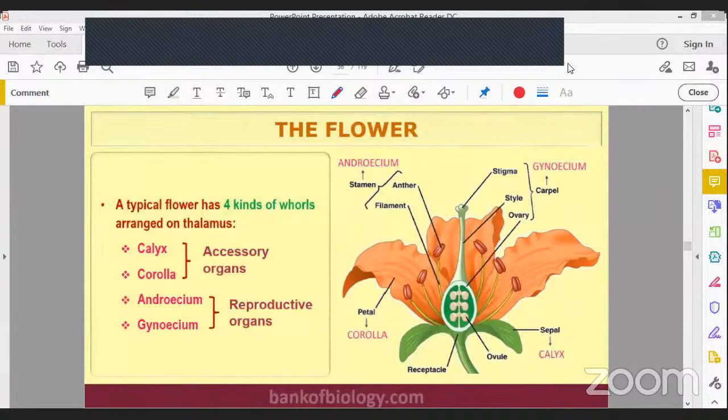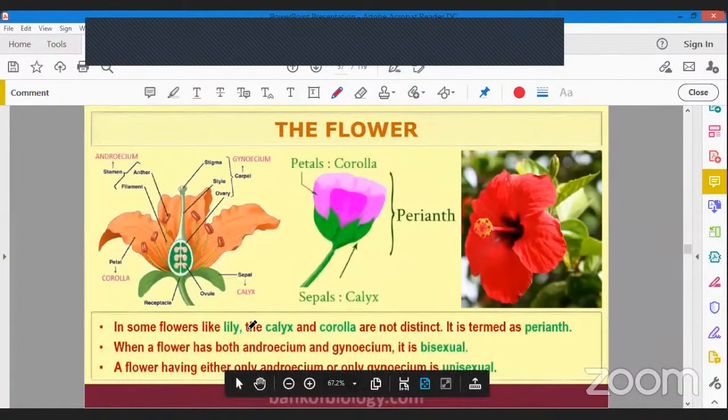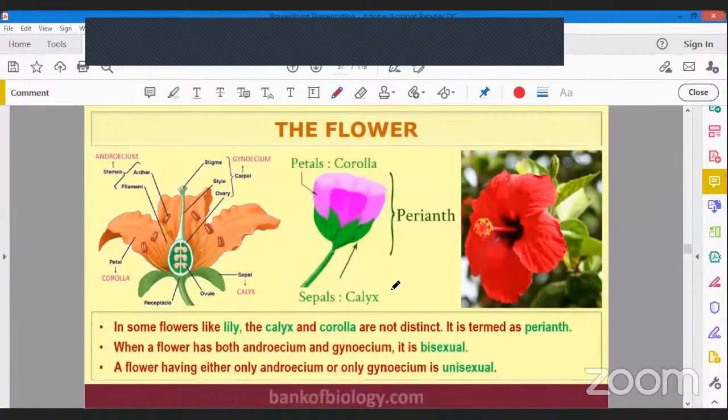Done. Okay, now we go to the next part, the flower. In some flowers like lily, the calyx and corolla are not distinct. So what is happening here? The calyx and corolla are fused together to form a structure called perianth. Are you understanding? To form a structure called perianth.